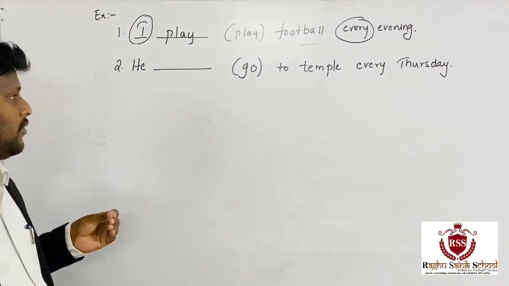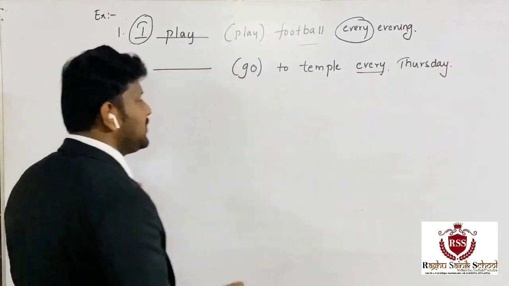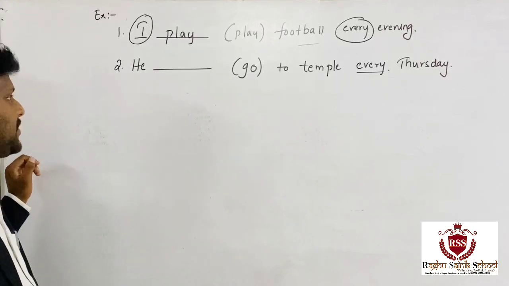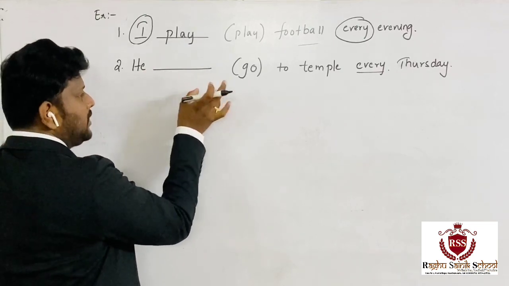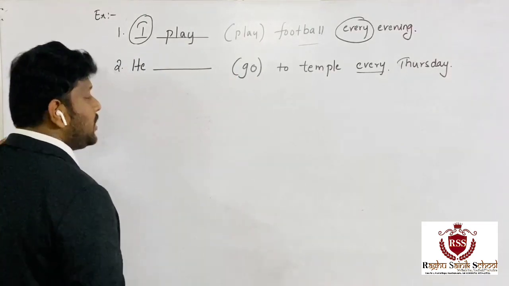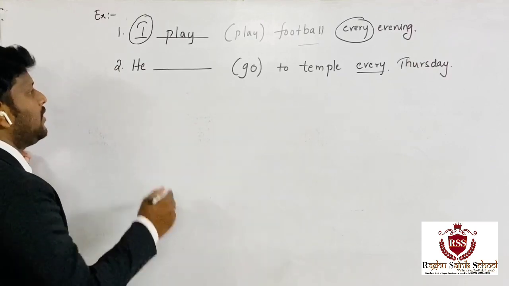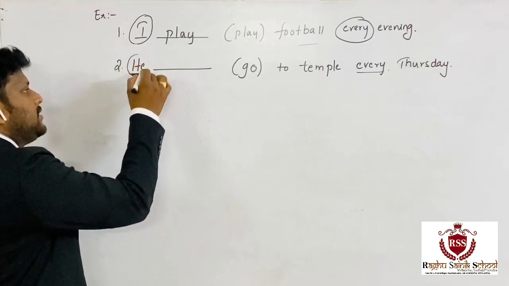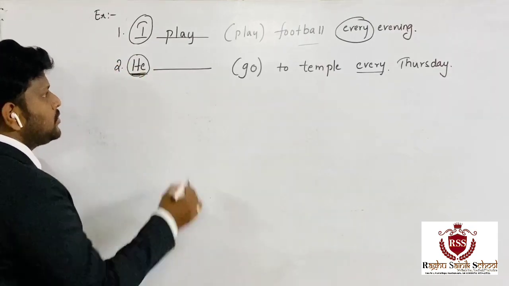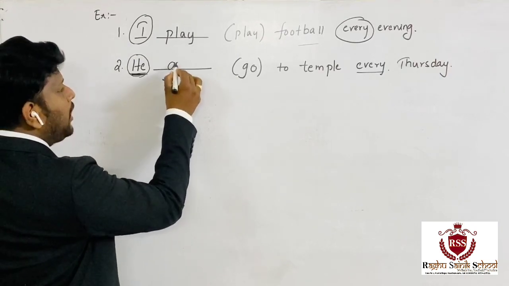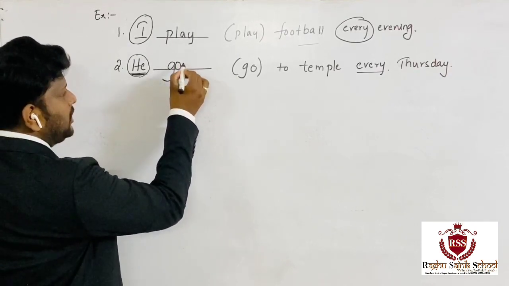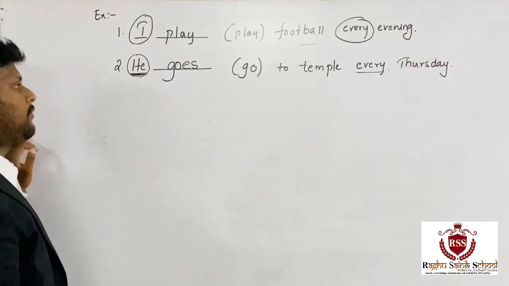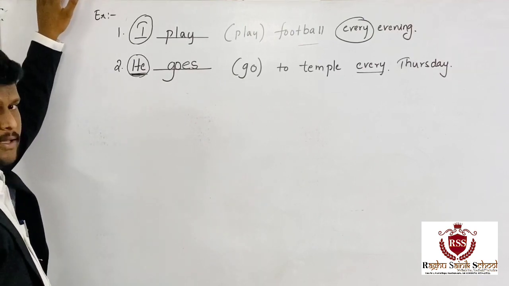So, what is the clue word here? Every. This is the clue word of the simple present tense. What is the structure of the simple present tense? Subject plus V1 plus s/es plus object. So s/es, can we add? Yes, we have to add. Why? Because of the subject. He is the third person singular. So we need to add s or es. Go takes es. Therefore, goes. That is the thing.